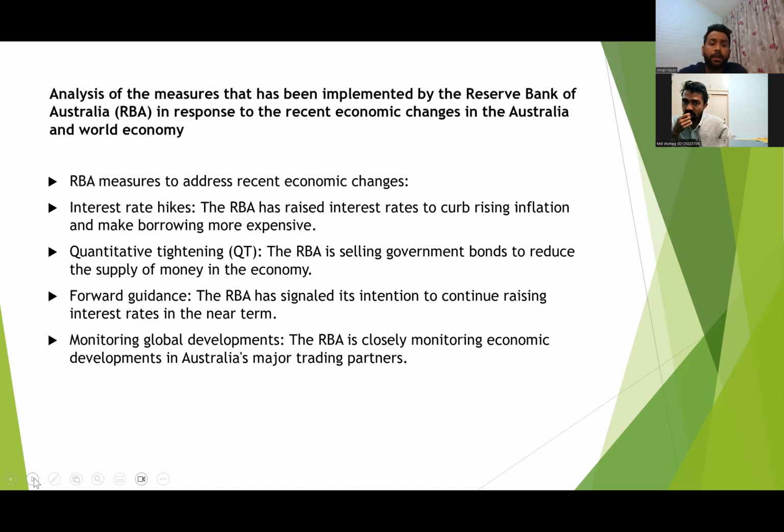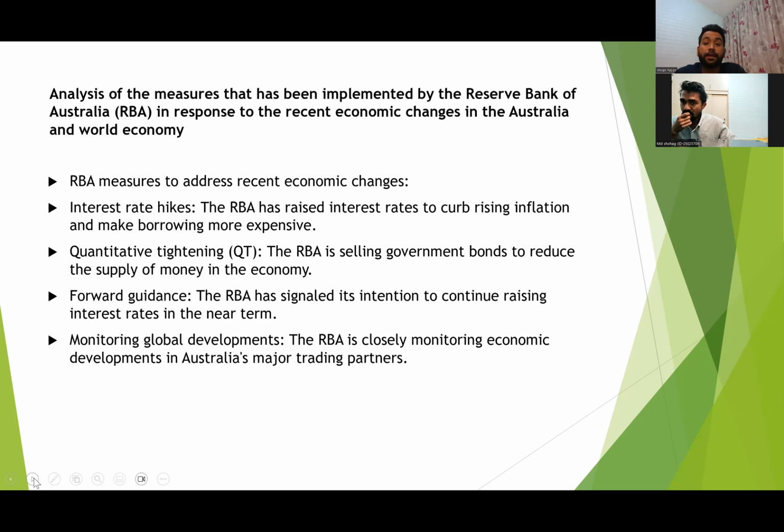And quantitative tightening: the RBA is selling government bonds to reduce the supply of money in the economy. The RBA has also initiated quantitative tightening to reduce the supply of money in the economy. QT involves selling government bonds held by the RBA, effectively withdrawing liquidity from the financial system. This measure complements interest rate hikes in managing inflation and promoting stable economic conditions.